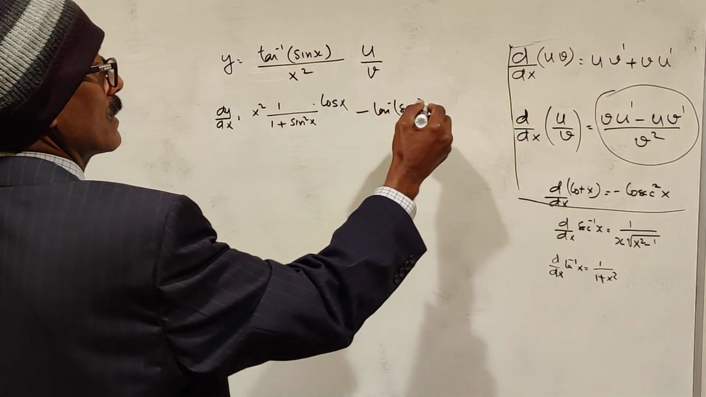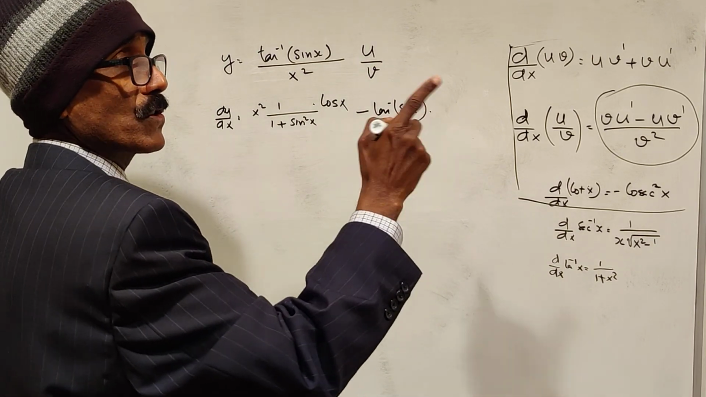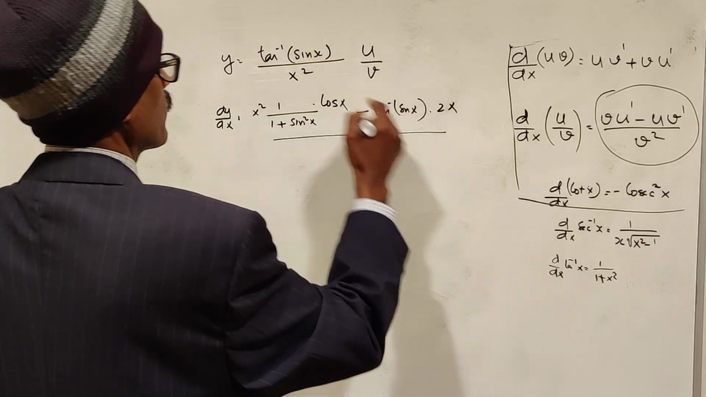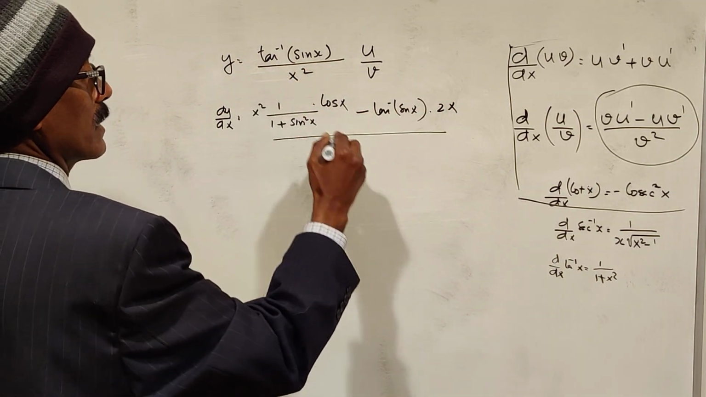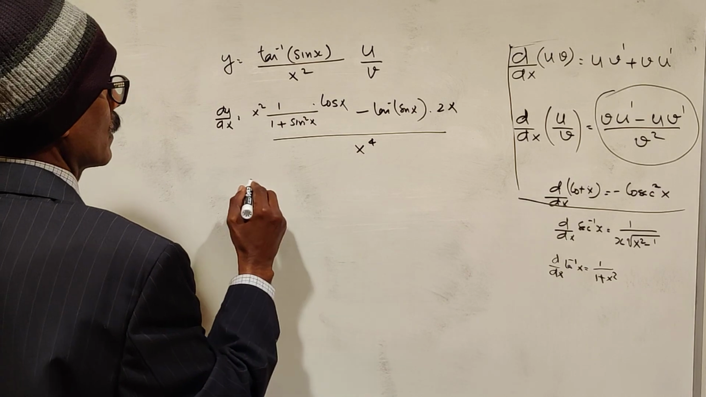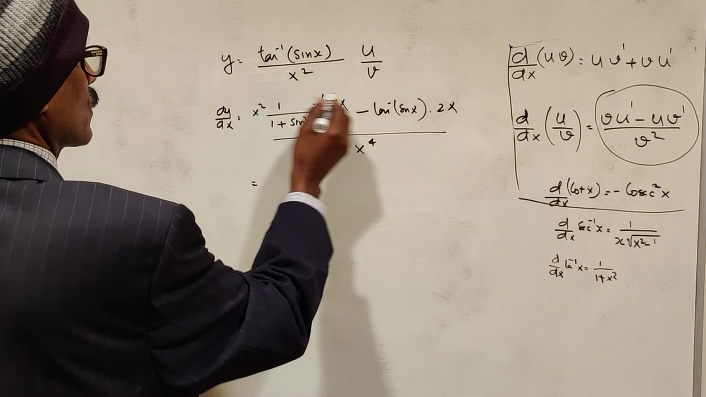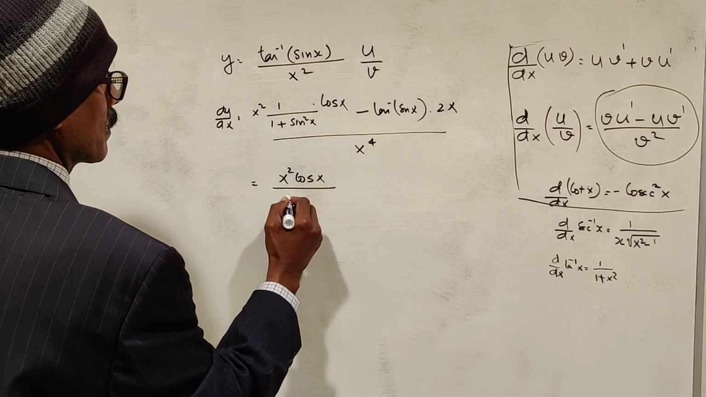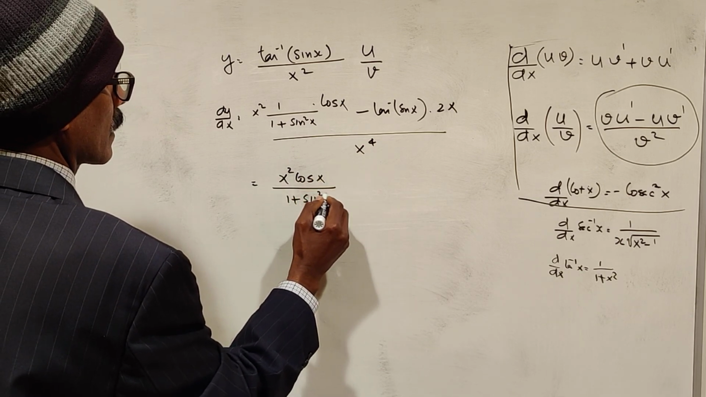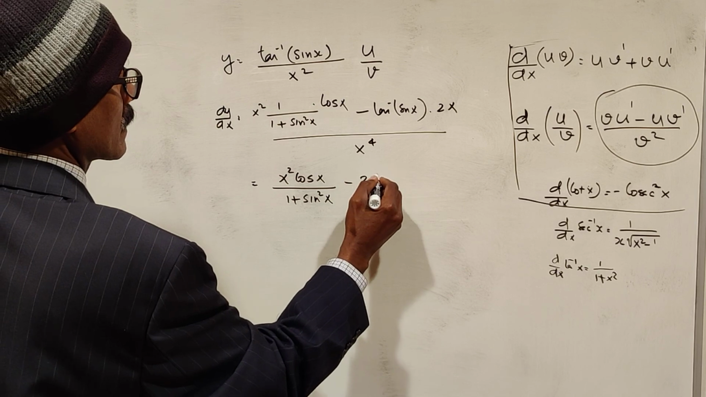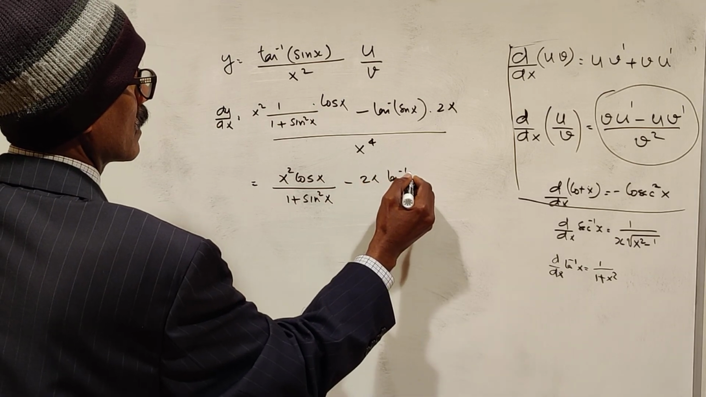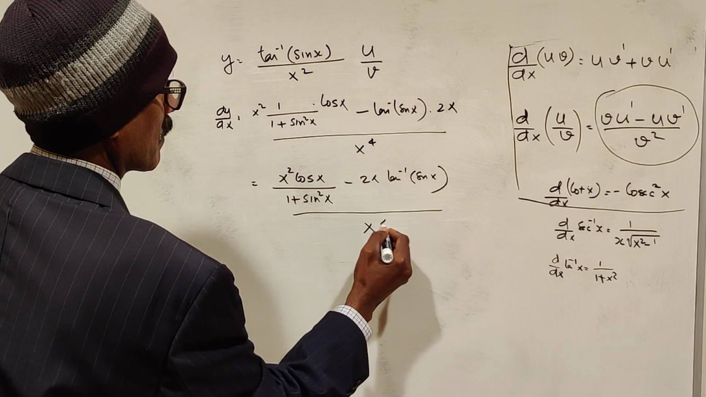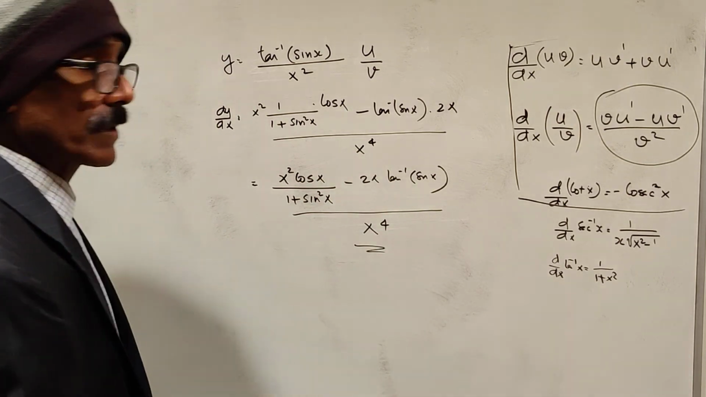Derivative of x square is what? x raised to n is n x raised to n minus 1. Here 2x divided by the square of x square, that is x to the power 4. Here x square cos x by 1 plus sin square x minus 2x tan inverse sin x divided by x to the power 4. This is the answer.